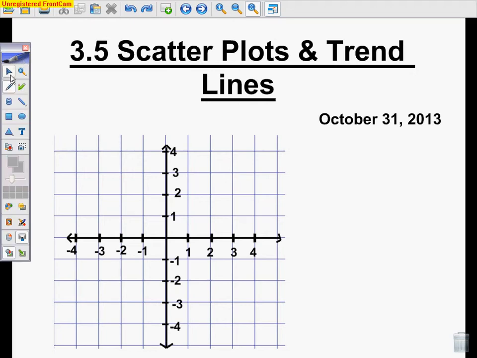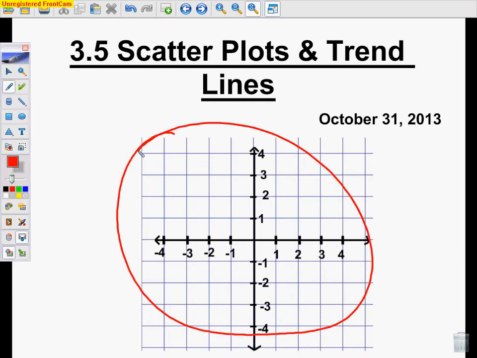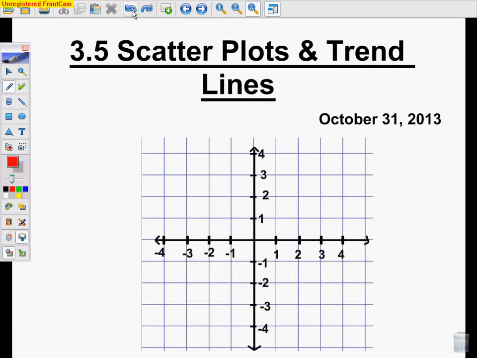Alright, so real quick, let's review some terms here. When we were talking about our coordinate plane, this whole thing is called the coordinate plane. The coordinate plane is divided using the y-axis, which is our vertical axis, and our x-axis, which is our horizontal axis. The intersection of our x-axis and y-axis is this point here, and we call that the origin.